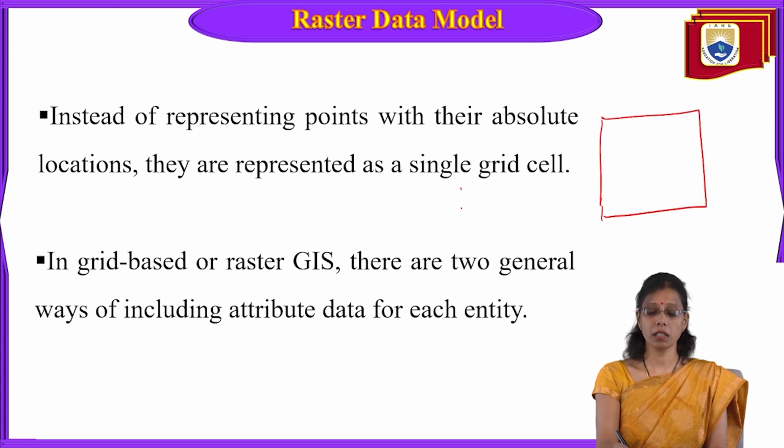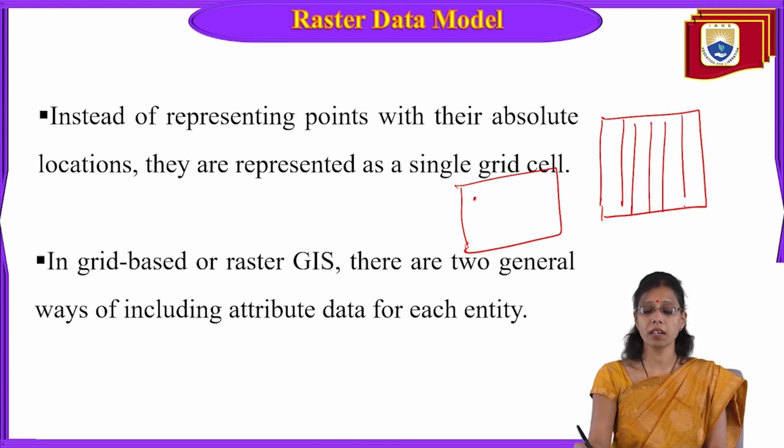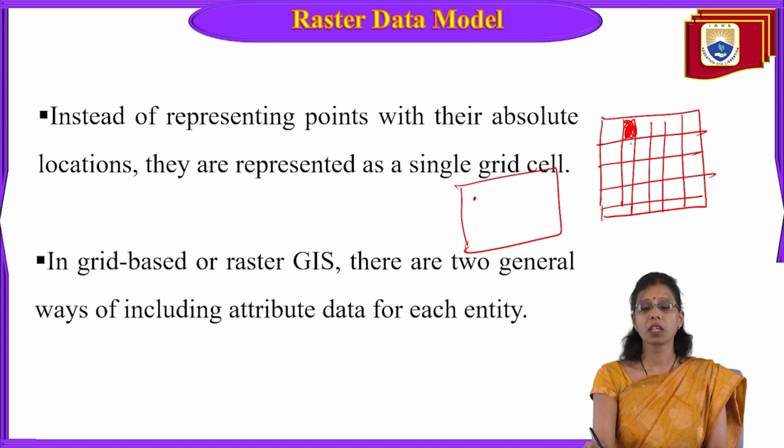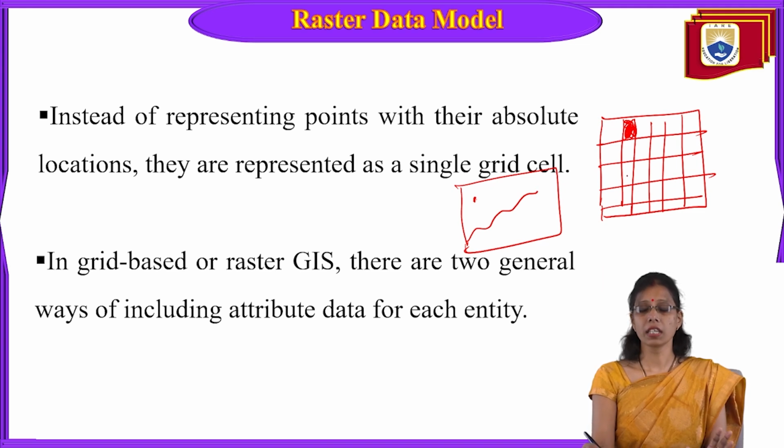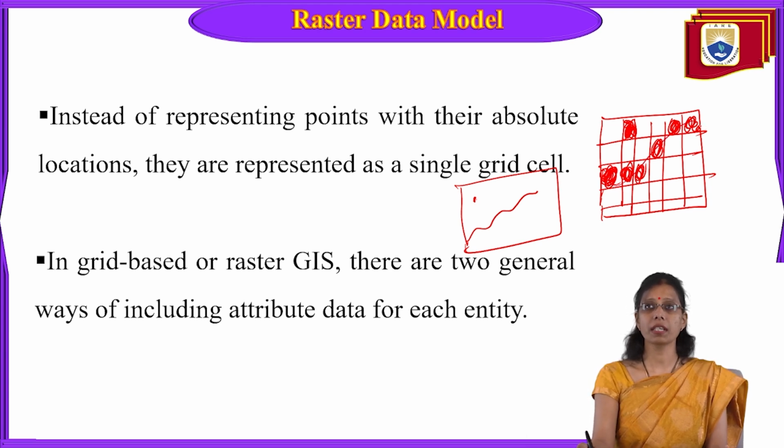Suppose here there are two similar maps. If in the vector you show this point, and you want to represent it in raster data, it will be represented in a single grid cell. So this point is represented as a point in the raster, whereas in the vector it is a point. Same with the line: if I want to represent this line in grid cells, this grid will be captured, this grid will be captured, this grid will be captured. Like this it will be represented in the raster.